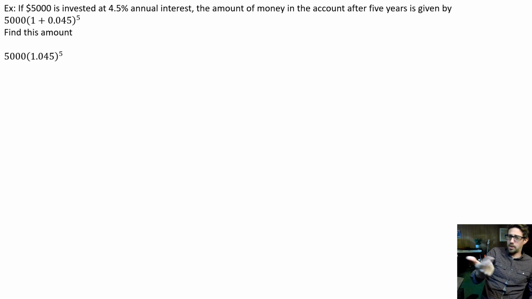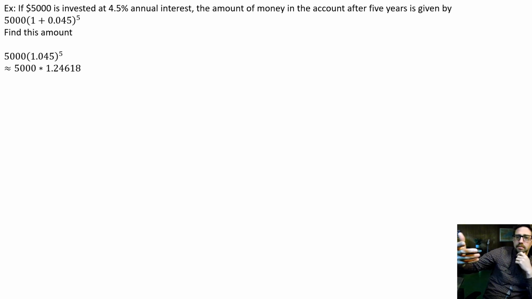I'm going to have to use the approximately symbol because I don't want to write out all these digits. I think you've seen that symbol before. It means meh, about, right? It just means when you round something, when you don't want to write all the digits because it's impractical. So that's about 5,000 times 1.24618. And then obviously, again, you could do that by hand, but don't. Just punch it into a calculator. Turns out to be about 6230.9.